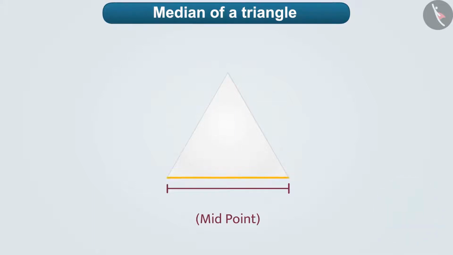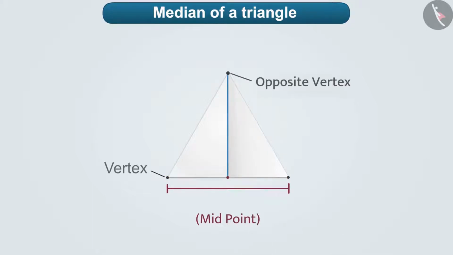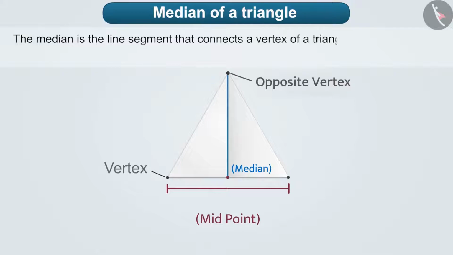To find the midpoint of this side of a triangle, we fold the paper in such a way that the two vertices of this side cover each other. We will draw the crease. The point where the crease intersects this side of the triangle is the midpoint of this side. Now, if we connect the midpoint of this side with the opposite vertex, then we will get a median of the triangle. The median is the line segment that connects a vertex of a triangle to the midpoint of its opposite side.